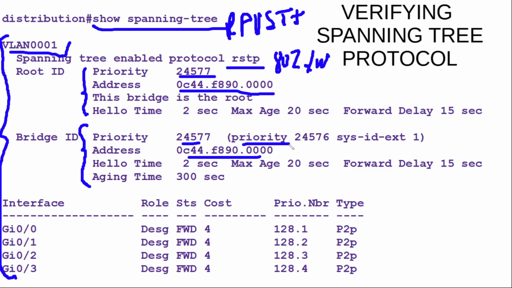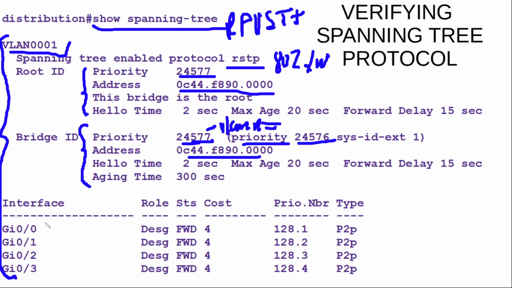Notice that the actual priority can be calculated by subtracting the VLAN number from this value, because remember that the original priority had 16 bits and we have to steal 12 bits from that. The 12 bits correspond to the VLAN number, so if we subtract the VLAN number, which is 1, we end up having the actual priority for this switch.